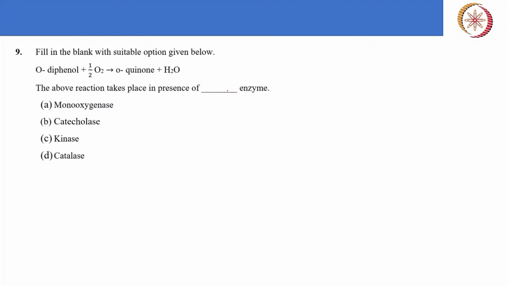So the ninth question is, fill in the blank with a suitable option given below. Ortho-diphenol or catechol, as we know, in the presence of oxygen forms orthoquinone plus water. So the above reaction takes place in the presence of dash enzyme. There are 4 options: monooxygenase, catecholase, kinase, and catalase.